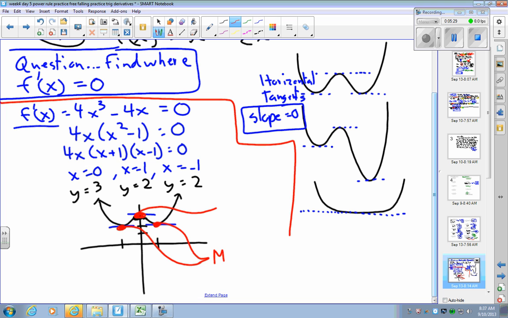Those guys are minimums, and this guy is a maximum. Or this is a top, and this is a bottom. A lot of times when we graph things, we care about the extremes, the tops or bottoms. So if I'm looking for tops or bottoms, I'm looking for when the derivative is 0, which is when there is a horizontal tangent. So let's take a look at the next problems.